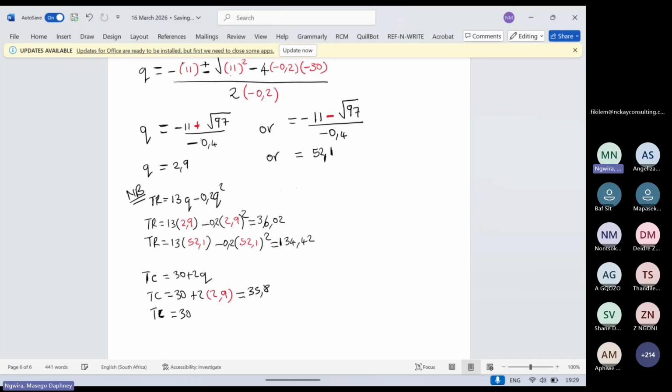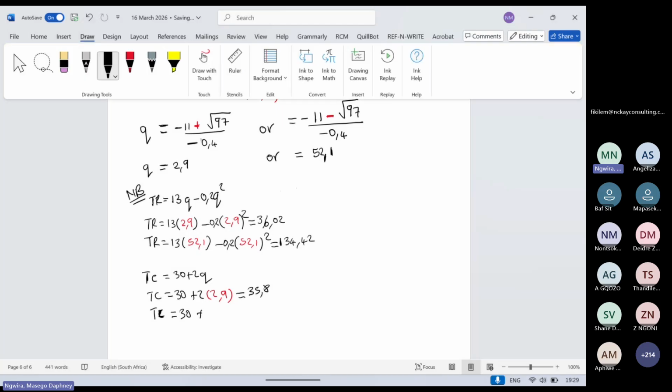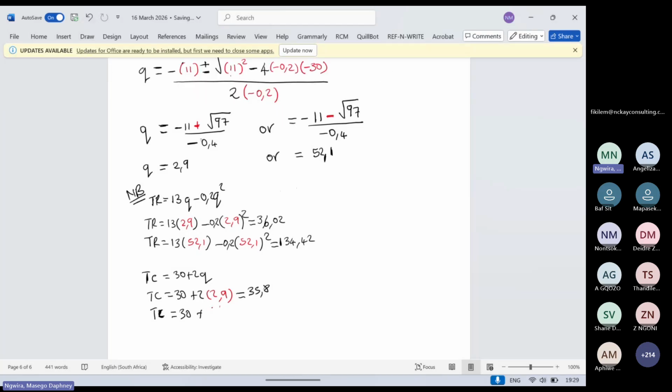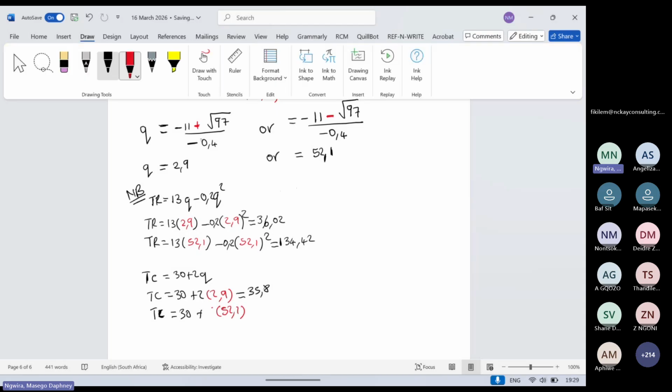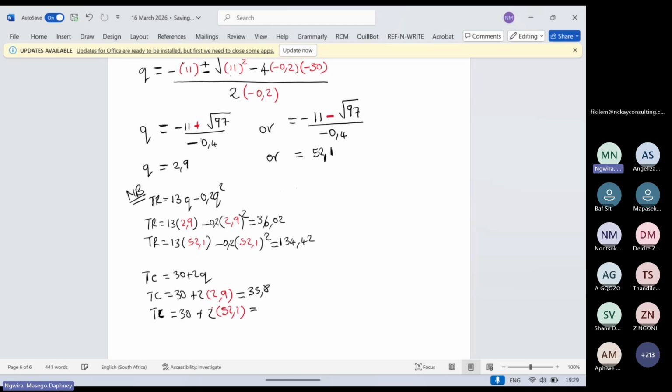35,8. And then this one is 30 plus 2 times 52,1. I just want to show you how the graph will look. What is the answer? 134,2. Okay. So when you draw these graphs, remember the one with the square means it's a quadratic, a parabola, it has a curve. This side will be represented by total revenue and total cost, so TR or TC, and this one will be Q.